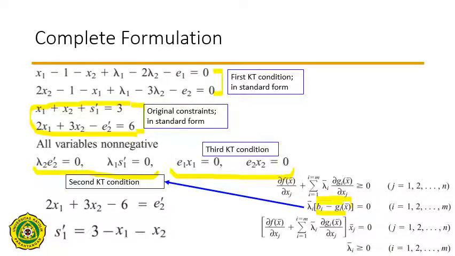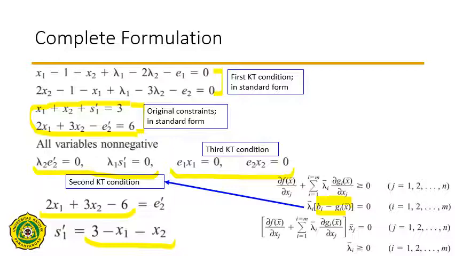Now the term inside the brackets says bi minus gix. So it is a measure of the difference between the availability of the constraint, bi, and the amount of the constraint that you actually consume, gix. And you can see that that difference is exactly captured by S1 and E2. So that's why you can say lambda 2 E2 prime equals 0, lambda 1 S1 prime equals 0.